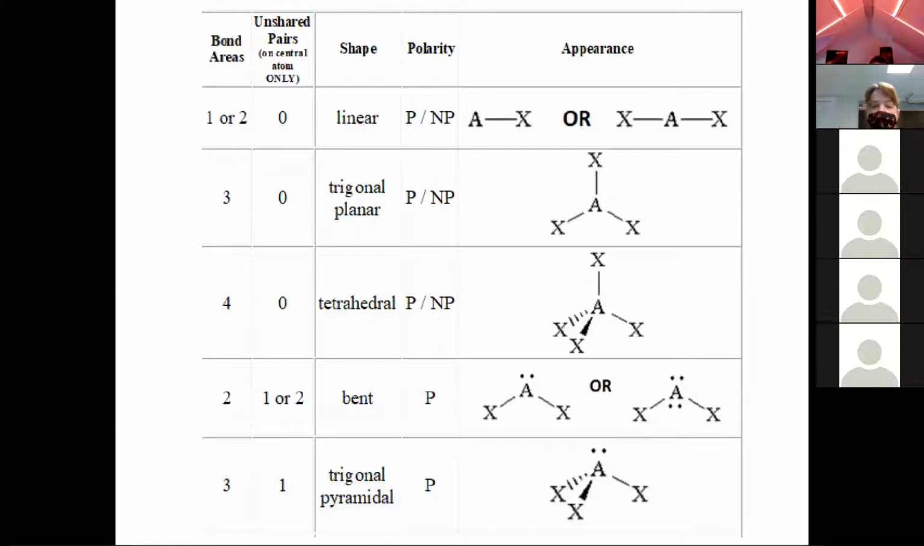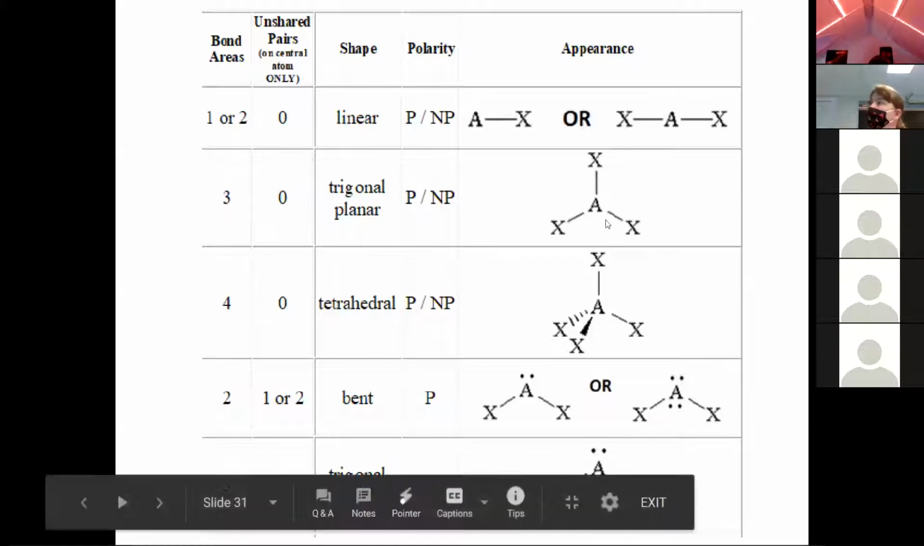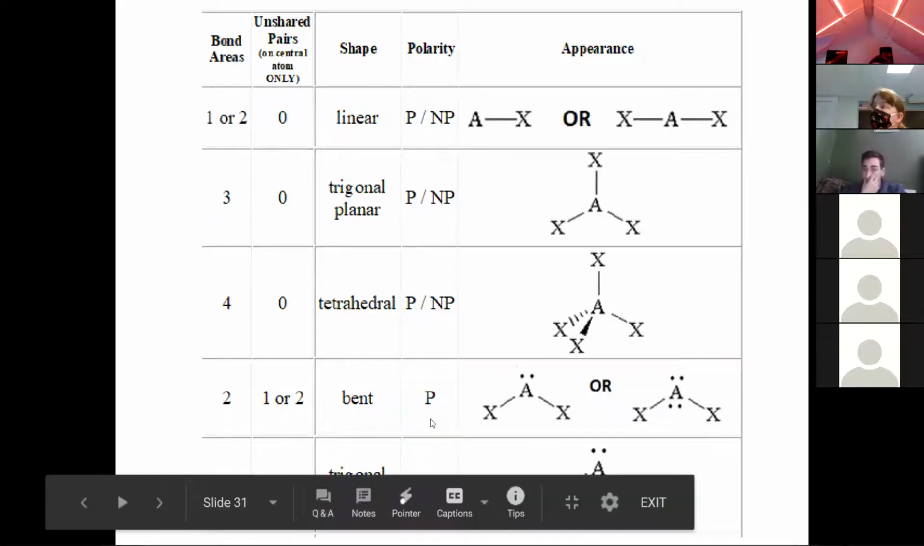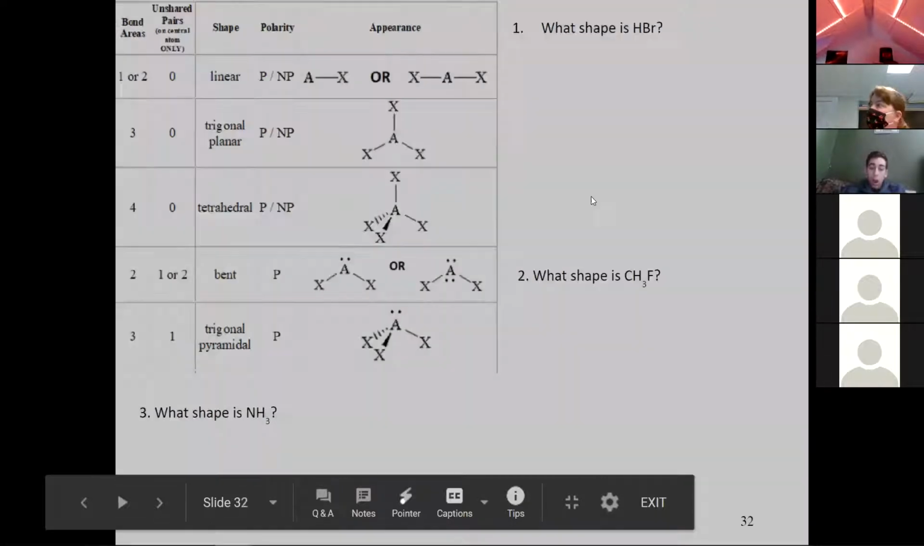But before we get to that, notice in this third column on the table, some of them have a choice between P or NP, which is polar or nonpolar. And again, I'm going to show you how to make that decision. And then there are two shapes that are always polar, and we'll talk about why that is. All right, so let's go forward in the notes here.